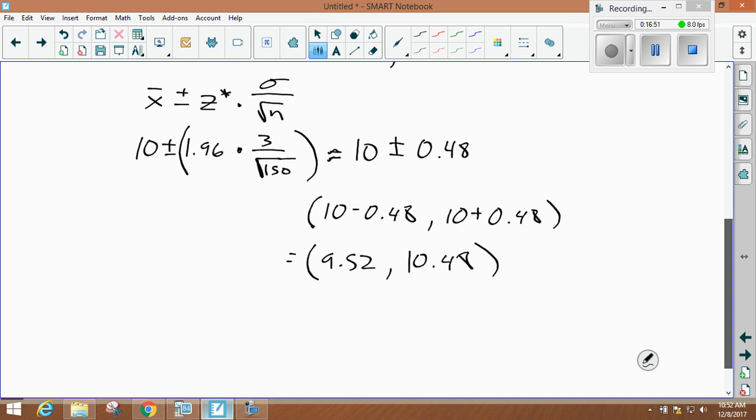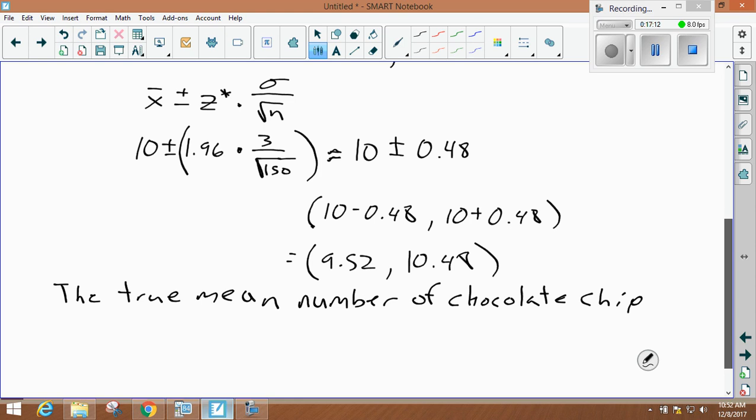So it turns out that the true mean number of chocolate chips is going to be between 9.52 and 10.48 chocolate chips.